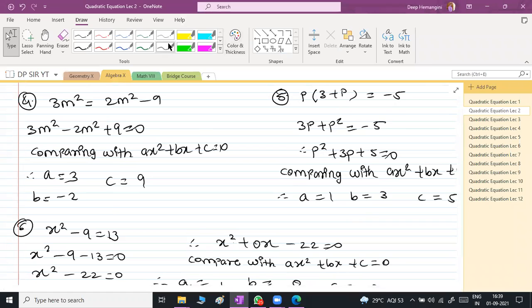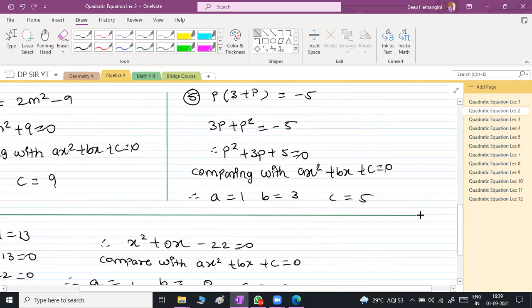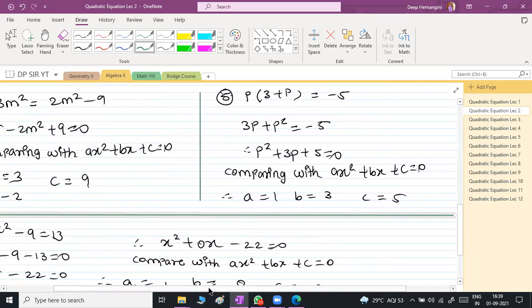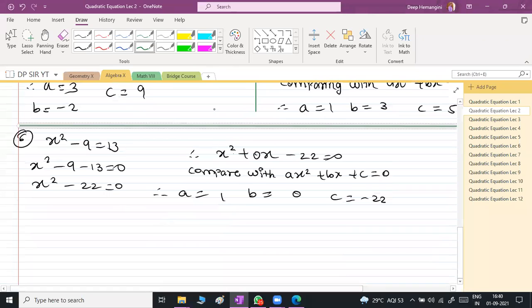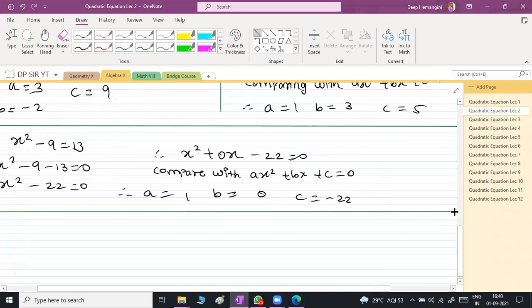Okay, let me just draw a line in order to avoid confusion. And let's go ahead with the next part. I'll just copy paste the question. Give me a moment. Good. Cool. And let us draw a line here as well. See, presentation part matters a lot in algebra in order to avoid errors.